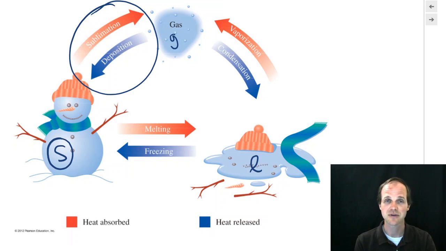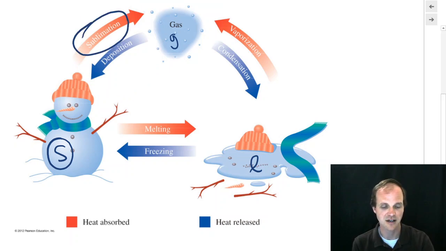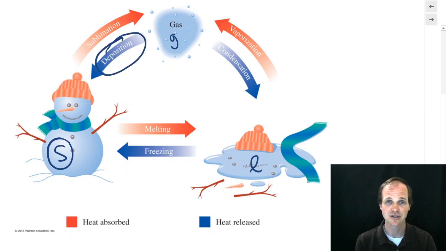But you have some experience of that if you've ever looked at dry ice. A block of dry ice just goes straight from a solid to a gas without ever making a puddle of CO2. Dry ice is made of CO2. So it goes directly from a solid to a gas in a process called sublimation. And if we reversed that process, you'd get the process of deposition, going directly from a gas to a solid.